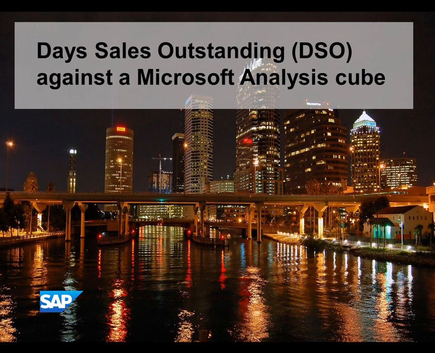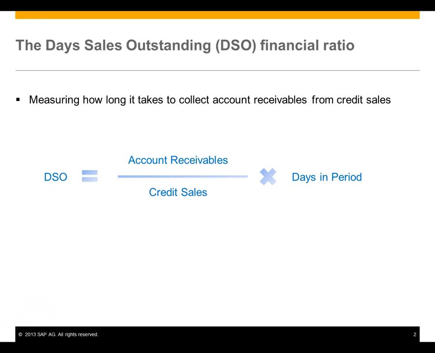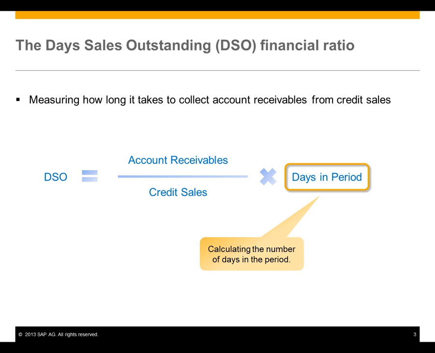In this video, I'm going to demo how to compute the financial ratio DSO against a Microsoft Analysis Cube. Here is the formula for computing the DSO: account receivables divided by credit sales times the number of days in the period. Let's start by calculating the number of days.